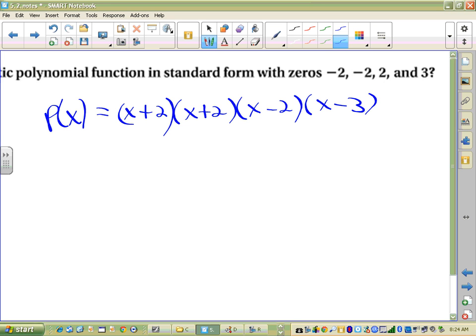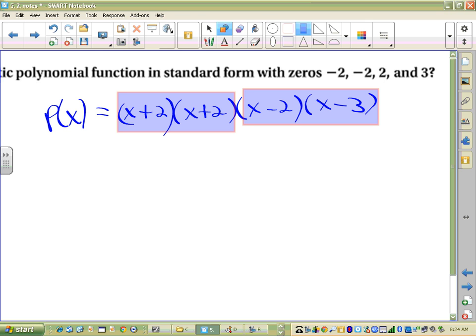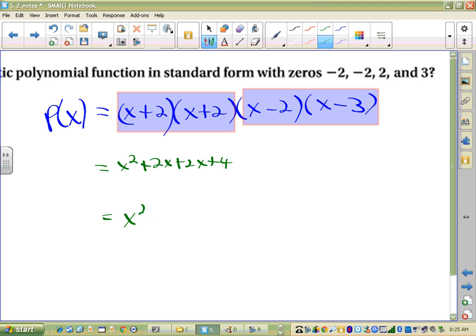Wow, lots of multiplying, lots of distributing, lots of terms to keep track of. In the end, since it's quartic, we're probably going to have 5 terms. The way I'm going to approach this is this. I'm going to multiply the first 2 binomials and then the last 2 binomials. Okay? So this is going to go kind of fast. This will be up on YouTube, hopefully. So I get x squared plus 2x plus 2x plus 4, which is then going to be x squared plus 4x plus 4.